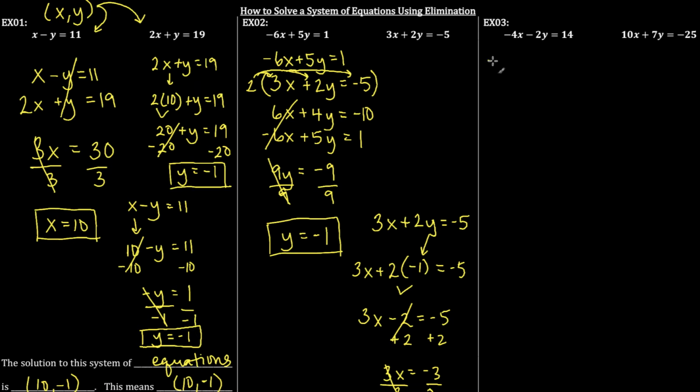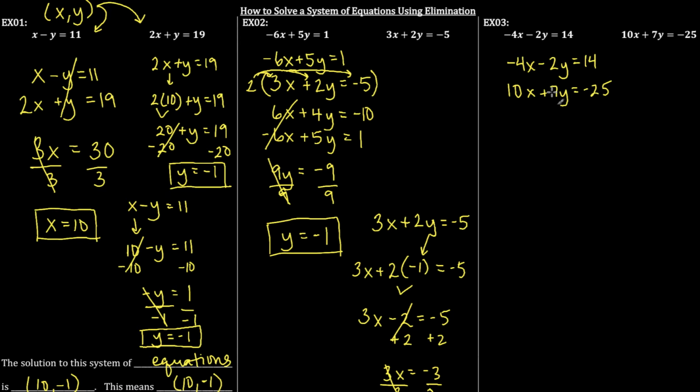All right, so let's see what to do here. So negative 4, I'll allow a little more room. Negative 4x minus 2y equals 14, and 10x plus 7y equals negative 25. All right, so 4 times something can't give me 10. 2 times something can't give me 7.